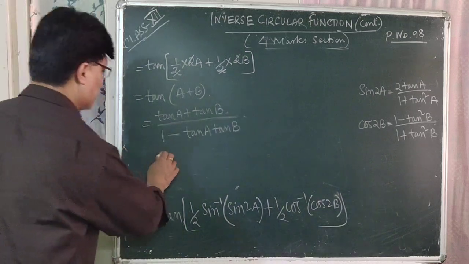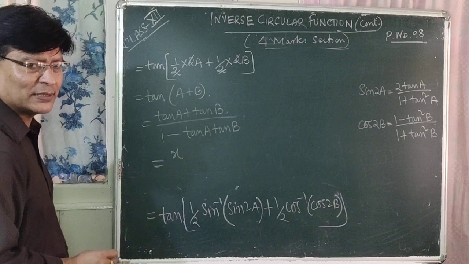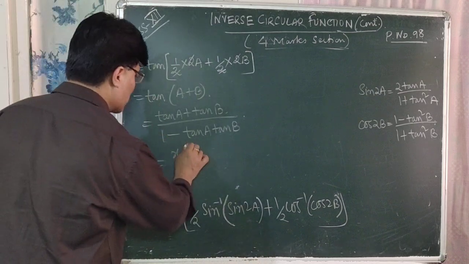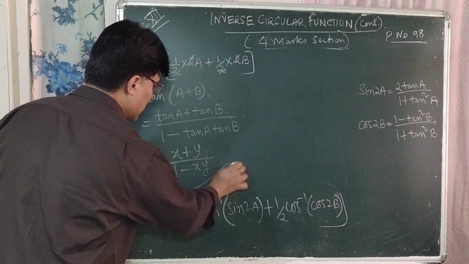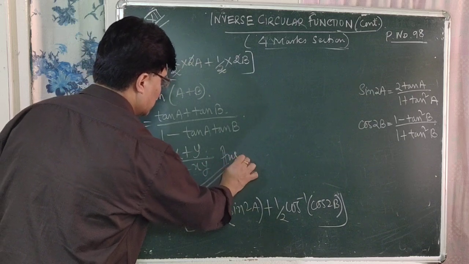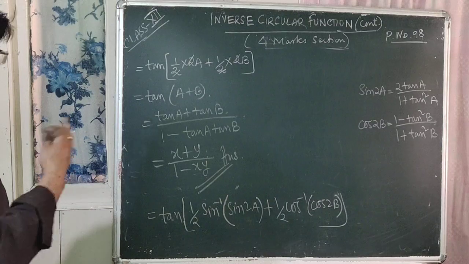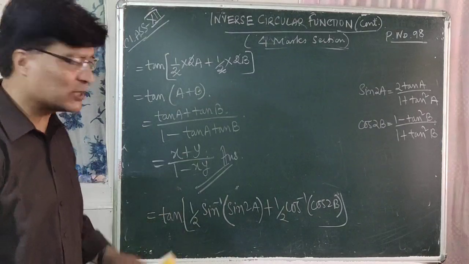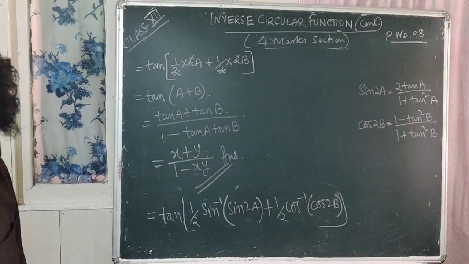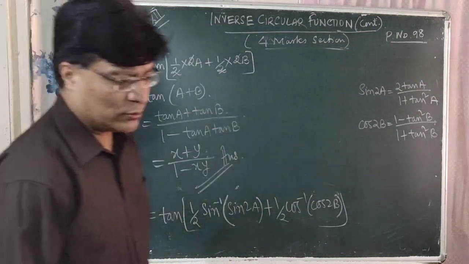What was tan A? Tan A was x, right? And what was tan B? It was y. So it is x plus y divided by 1 minus xy. So this is the simplified answer for the given question. Is that clear? So this is the answer. So we'll do the next question now.